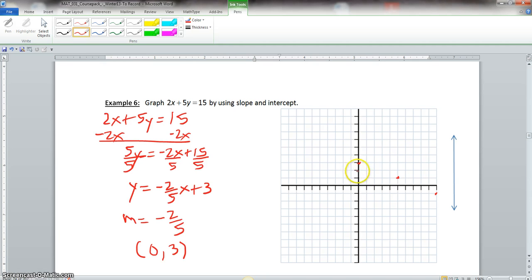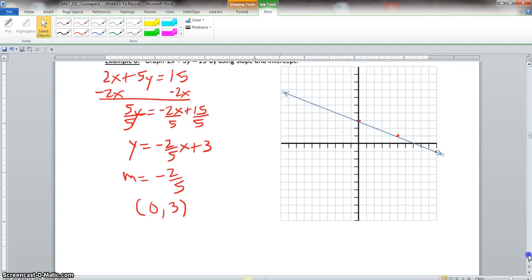So the first thing we will plot is (0, 3), and then we will use the rise over run. Now if you notice here, my points are going down. That means that the numerator of our slope is negative. So we go down 2, then we go to the right 5. That will give us (5, 1). Now again, we go down 2, then we go to the right 5. This will give us (10, -1). So now we need to graph those points. And this is about how straight I will be able to get it.